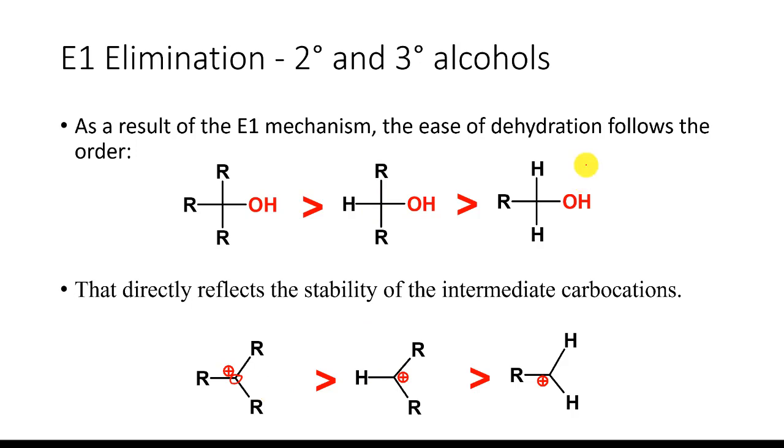So even though it's listed here, the E1 mechanism of primary alcohols doesn't occur because primary carbocations are too unstable to form. The result is primary alcohols will undergo a different mechanism, the E2 mechanism, which we'll talk about shortly. So in essence, carbocation stability directly controls the relative rates of E1 eliminations of alcohols.